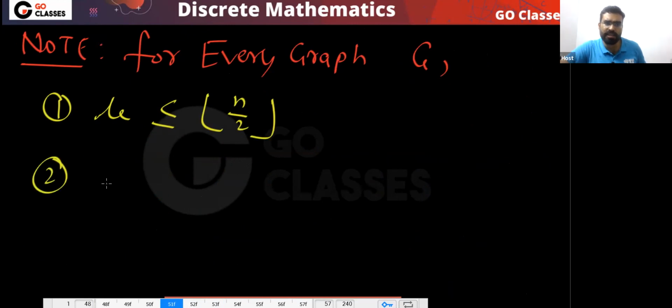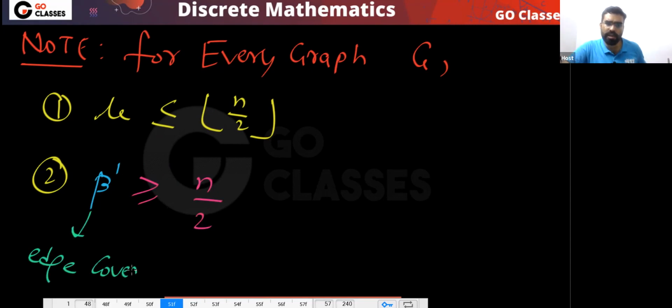And what can you say about edge cover? In the last class we have seen the edge cover number. That should be greater than or equal to this. We have already seen, right? Edge cover number, beta dash. Beta dash means edge. This is your edge covering number.